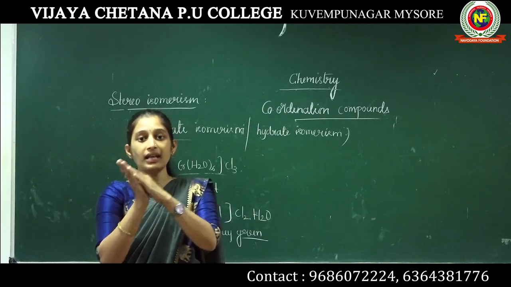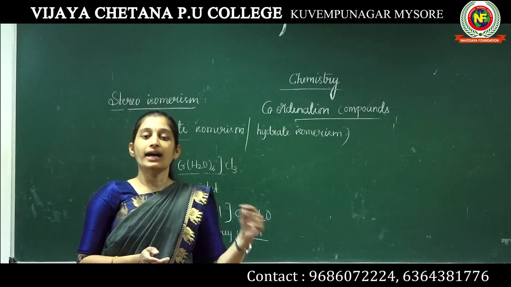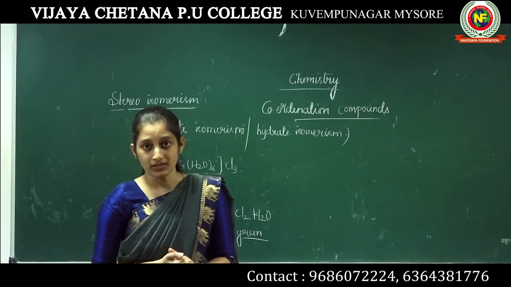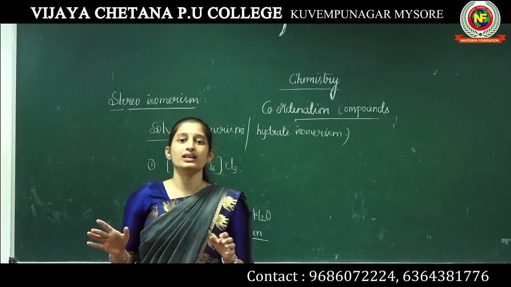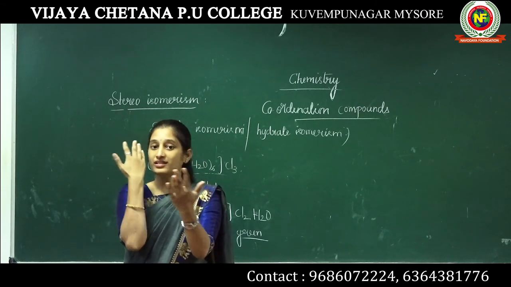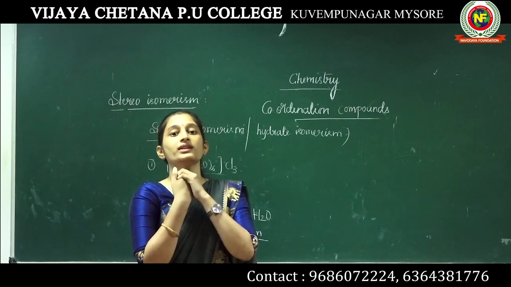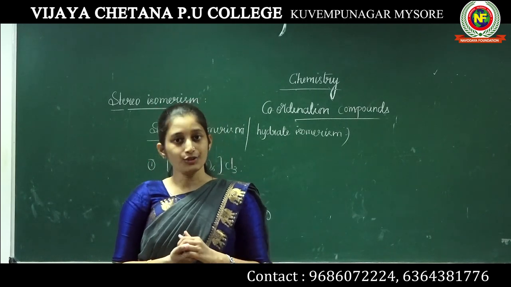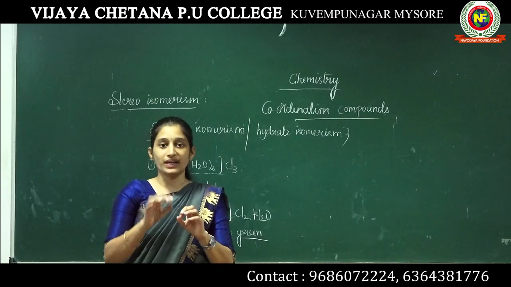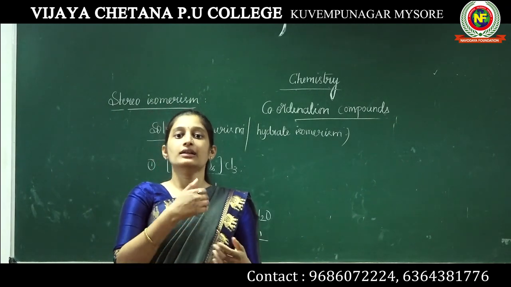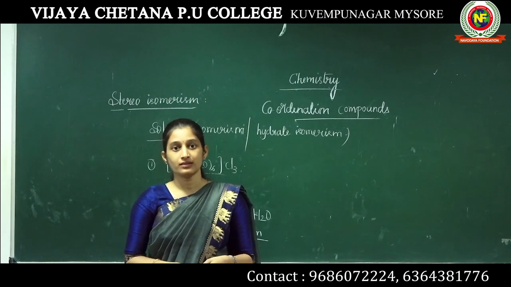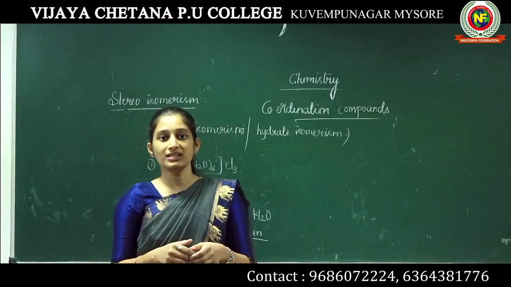Optical means if they rotate the light towards the right, we call it dextro, and towards the left, we call it levo. And here, one more very important one, enantiomer. What is this enantiomer? Enantiomer is very easy. Mirror images that are not superimposable are called non-superimposable mirror images. Understood? That is enantiomers. And after that, so many examples we discussed. Just practice once. After that, structural isomerism: linkage, coordination, ionization, and hydrate or solvate. These are all examples. So many examples we discussed.